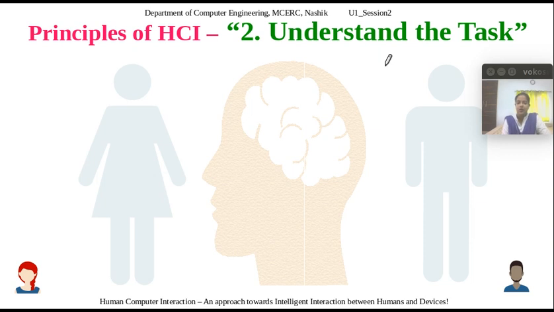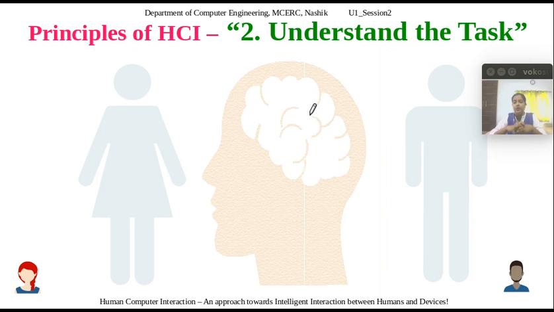let us try to discuss the second principle of HCI, that is understand the task. The term itself is very meaningful. Understand the task. The previous principle was know the user. Now we can say that we know our target users. Who will be our target users? From which educational backgrounds are they? What kind of mental abilities do our users have, and many other things.